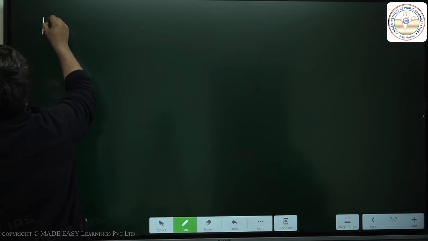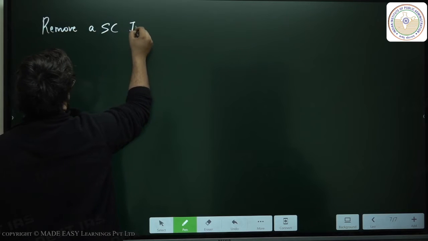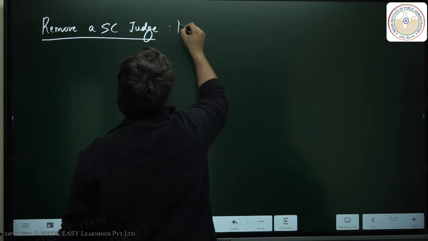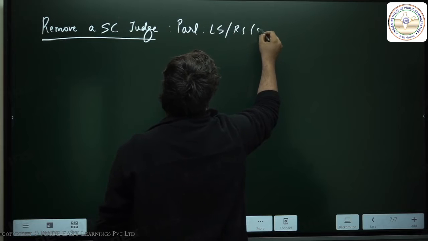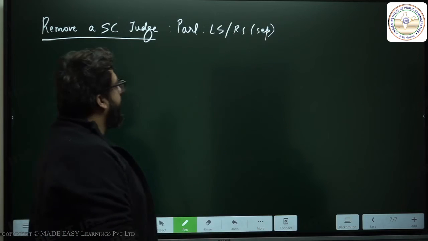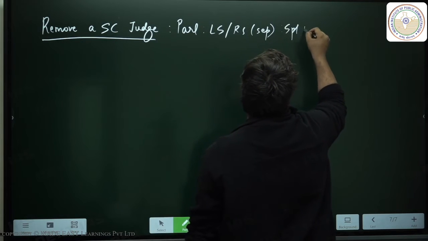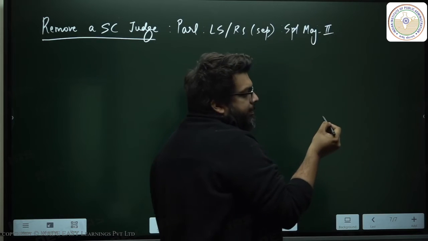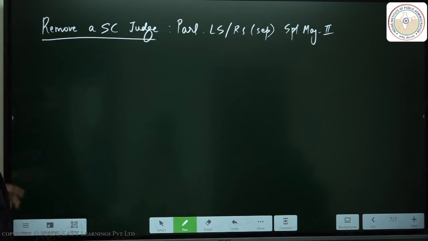ठीक है? So let us say we have to remove a Supreme Court judge. ठीक है? Only and only the Parliament can do so, and both houses, Lok Sabha and Rajya Sabha, will separately sit and vote. ठीक है? And they will use what is called special majority 2. ठीक है? अब let us take the case of Lok Sabha.